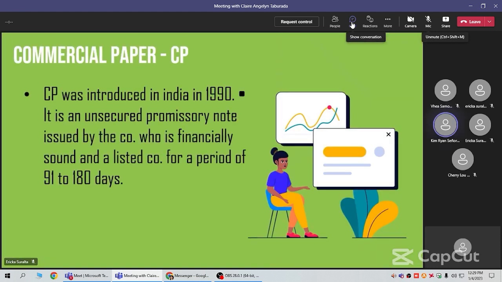So commercial paper or CP. CP was introduced in India in 1990. It is an unsecured promissory note issued by a company that is financially sound and a listed company, for a period of 91 to 180 days. So there are features of commercial papers.